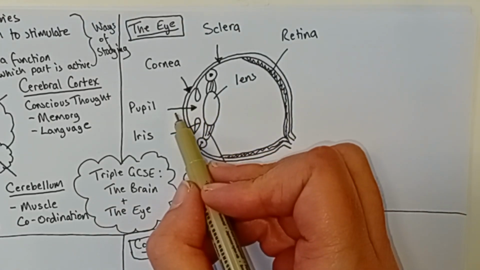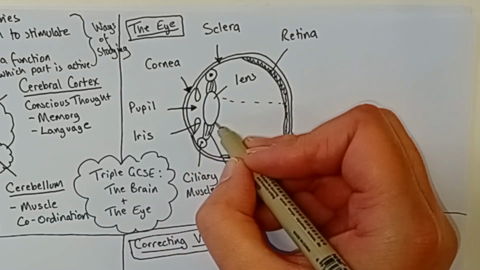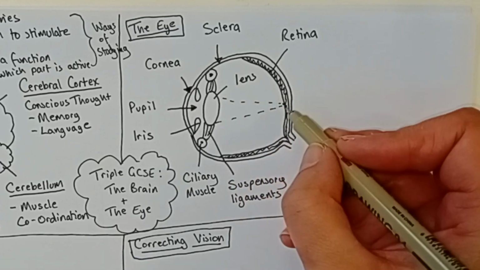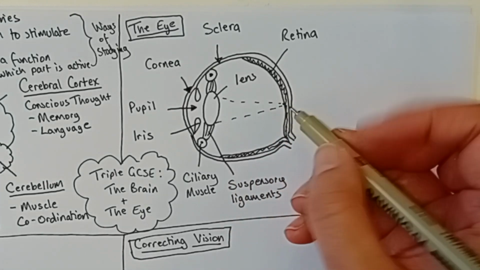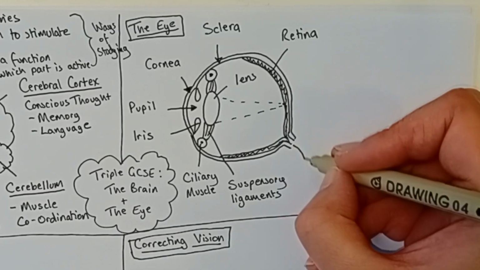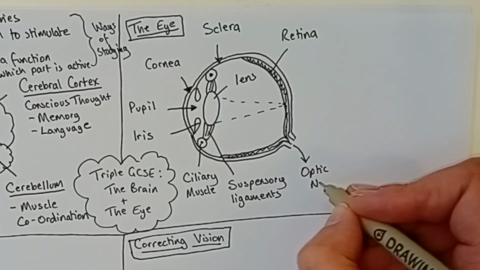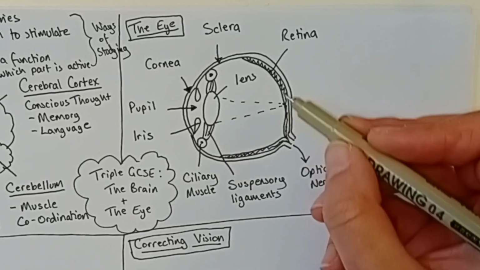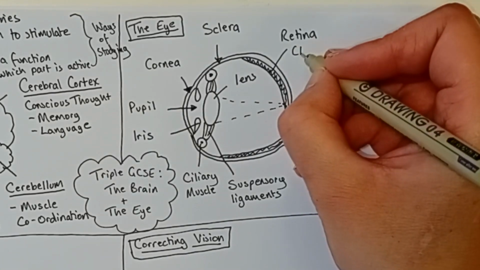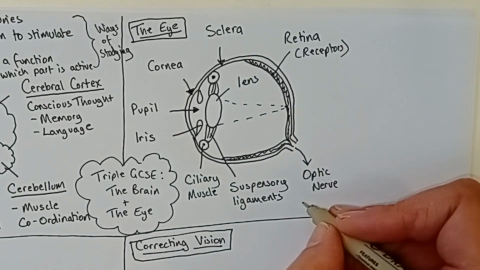Whatever happens, light enters through the front of the eye and is focused into a fine point on the retina at the back. And that makes an electrical signal that goes down the optic nerve to the brain. The optic nerve is attached to a receptor. The retina contains receptors, and so it is a sensory neuron.